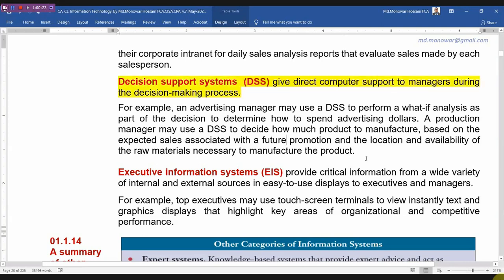Decision support system gives direct computer support to managers during the decision-making process. That means if a manager wants to take some decision, that decision may be supported by the system for data analysis. So here it is saying that an advertising manager may use a decision support system to perform a what-if analysis. What-if analysis? Look here, it means that if I do this, what will happen? If I do this, what will happen?